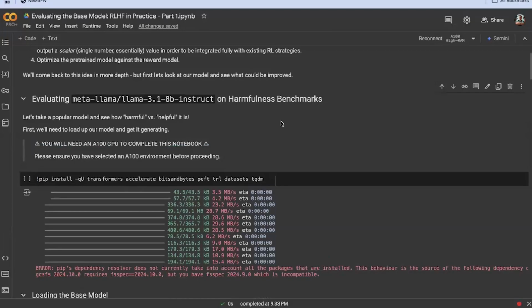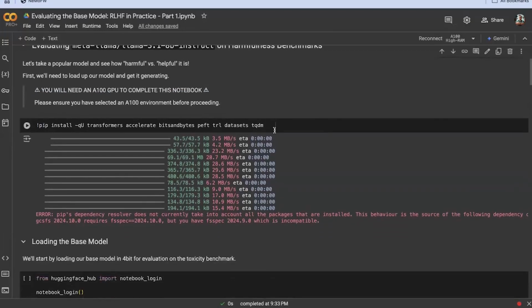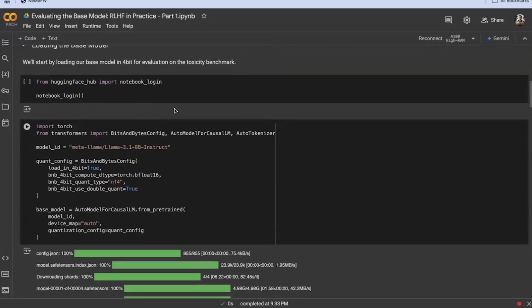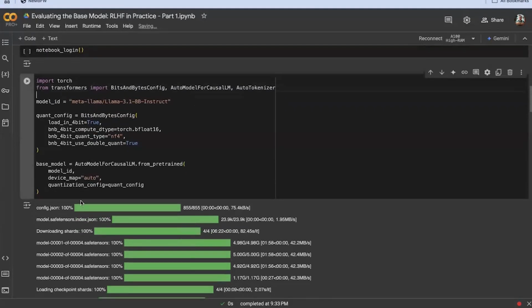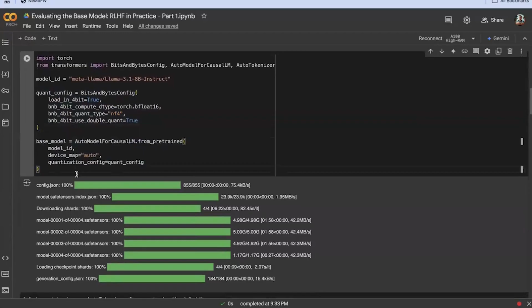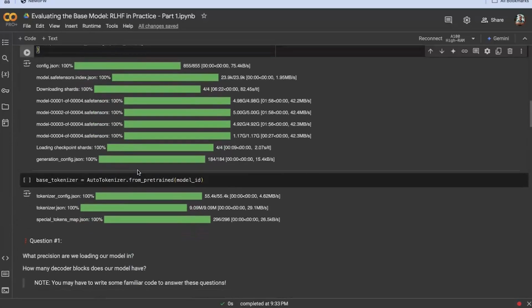So this is a Colab Pro required notebook. We're going to use a bunch of fun libraries. The big ones are going to be TRL, as we come to see later on. First, we're going to log in to Hugging Face with notebook login. This makes sure we have the ability to download the weights from Hugging Face. Then we're going to do exactly what we did in the last session, using double 4-bit quantization and loading it into our GPU. This will make sure we can run it on consumer level hardware.